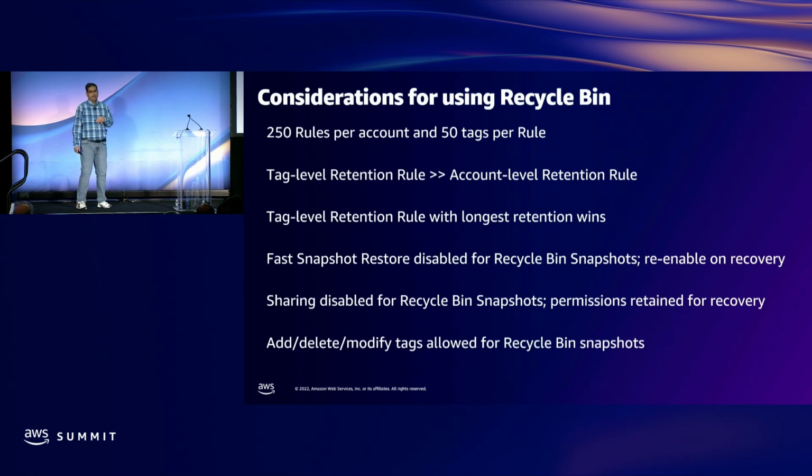When you're using tag-level retention rules, if there are multiple rules, the most conservative, which is the one with the longest retention, will win. If you use capabilities like fast snapshot restore, it will be disabled, and you will have to re-enable it on recovery. If you're sharing that snapshot, that sharing is disabled when the snapshot is in recycle bin, and you will have to restore that permission, whereas other permissions are retained when you recover. And then you can add, delete, or modify tags for recycle bin snapshots. That's it on recycle bin.